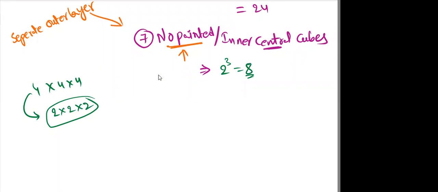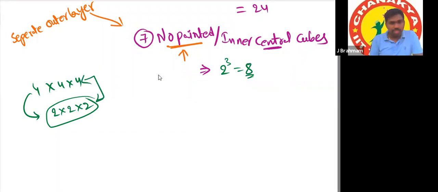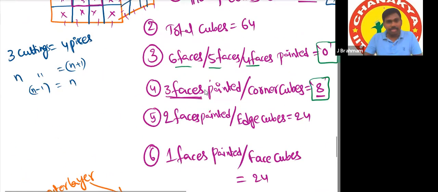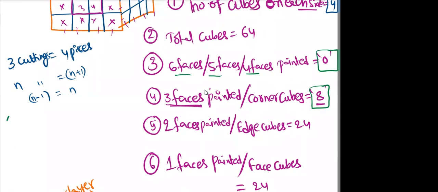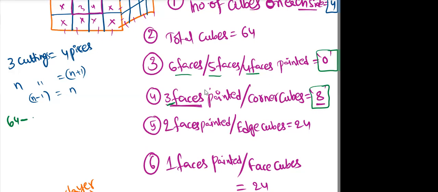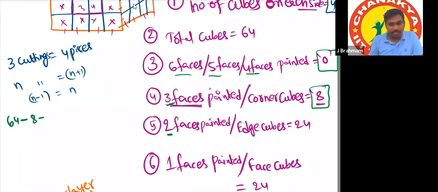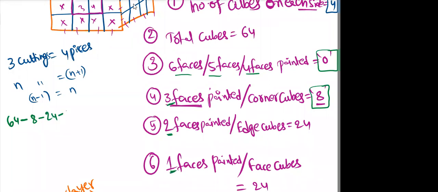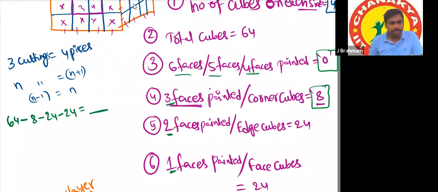Otherwise, if you don't know this idea, you have to do it this way. Total, how many cubes are there in this? 64. Minus 3-side painted cubes, which are 8. Minus 2-side painted cubes, which are 24. Minus 1-side painted cubes, which are 24. Now we get the no-side painted cubes. Yes or no? Yes, sir.